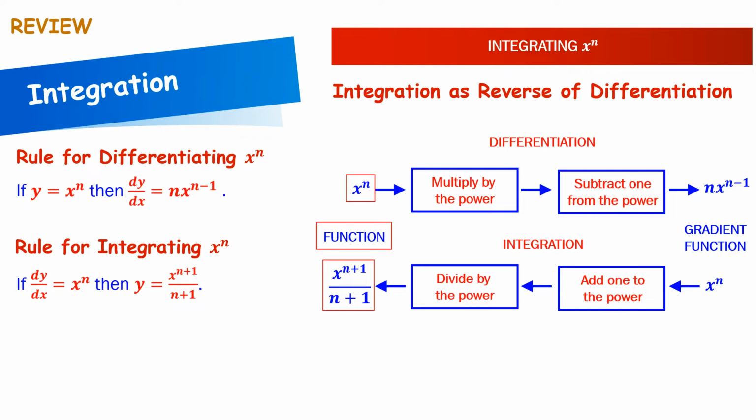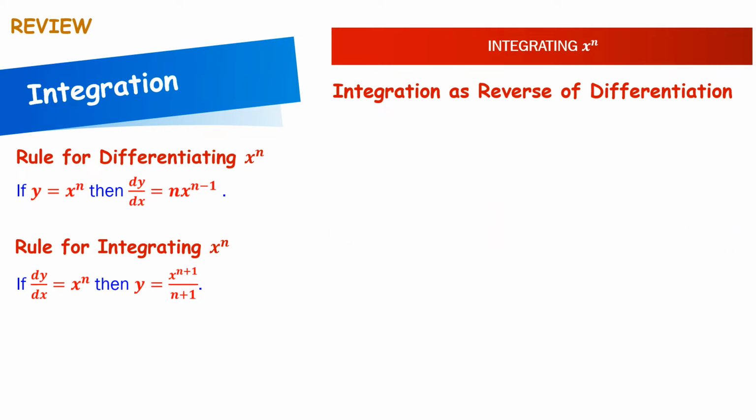X to the power n, or x to the power n plus 1 divided by n plus 1, is the function, and the gradient function is respectively either n times x to the power n minus 1 or x to the power n. Now, integration is the reverse of differentiation. Before we go into any more details, let's take a look at 3 more examples.